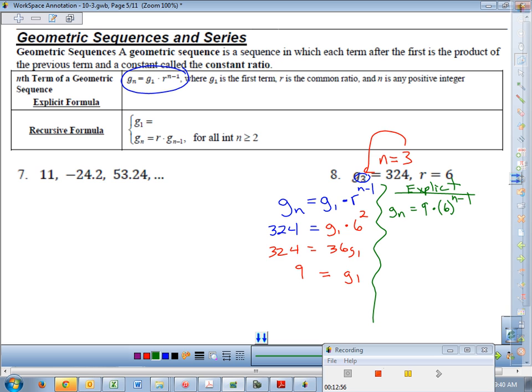Hey, just for giggles, why don't we clean this up to be the nth term equals 54 to the n minus 1 power? Like, why don't we do that? Why can't we take the 9 times 6 and get 54? Because isn't 6 being raised to an exponent at this time? Order of operations does not allow that to happen. This has to happen first before you can take it times the 9.